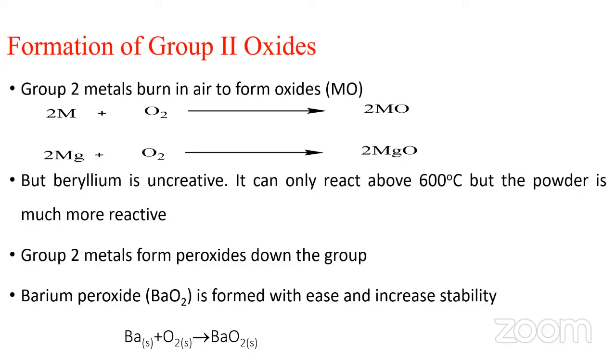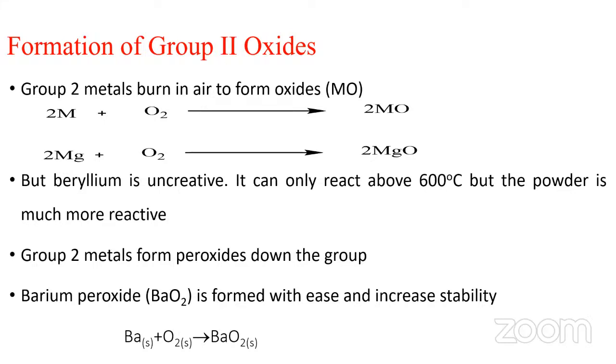Your beryllium is unreactive. I say it has similar characteristics with your aluminum because your beryllium has a thin film covering it. So because of that, it's very difficult for your beryllium to react. It can only react above 600 degrees Celsius, but this will be in the powdered form. Of course, we know that as you increase the surface area, the reactivity will increase. So your beryllium among your group 2 does not react with oxygen, it's unreactive.